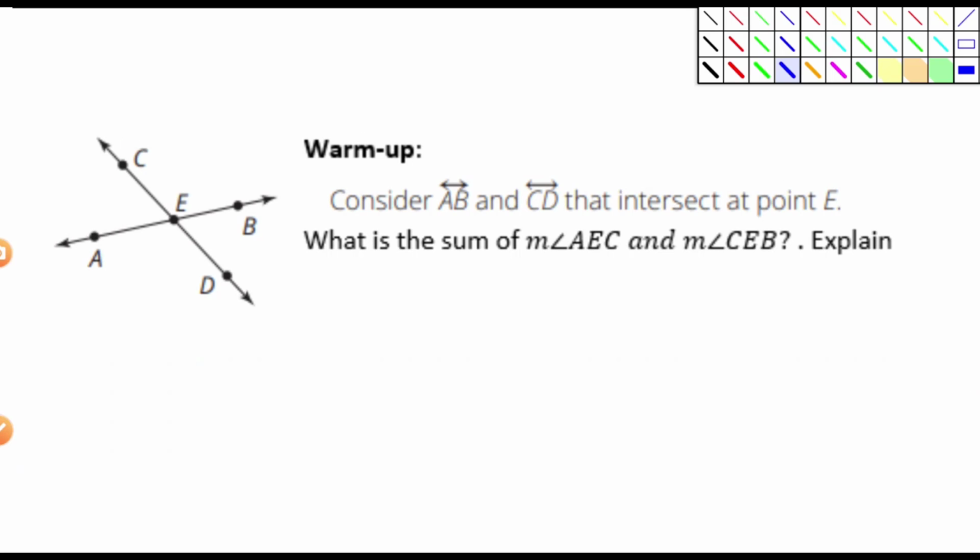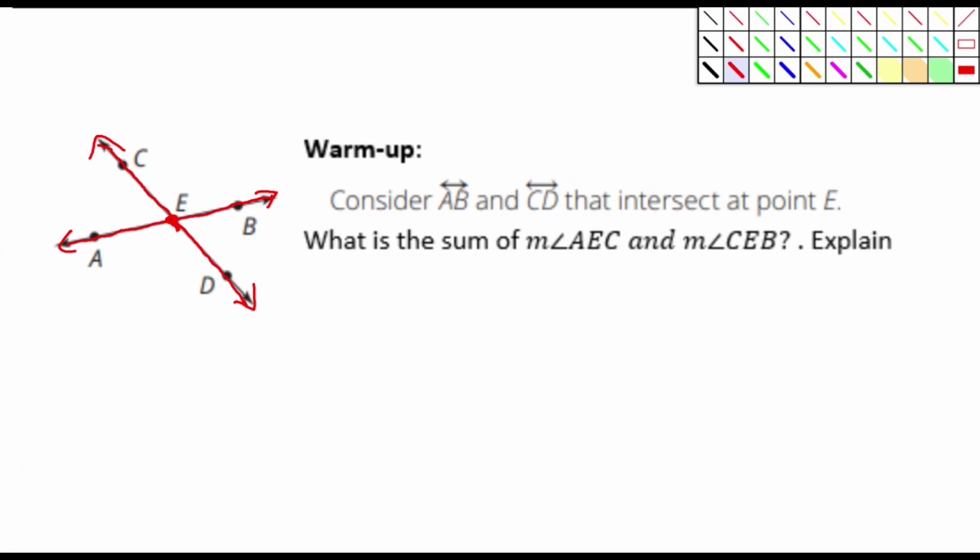Do now. So it says warm up. Consider line AB. So we have line AB. I see that. Here's line AB. So consider we have line AB and line CD. So I see line CD over here. Consider that those lines intersect at point E. So perfect. That's all we have so far.